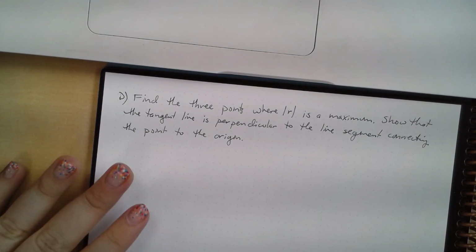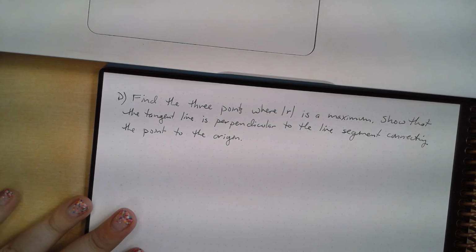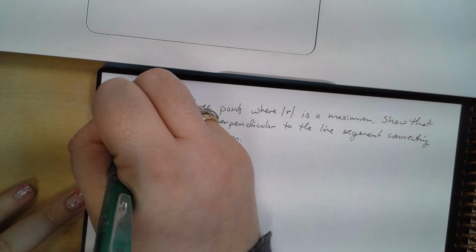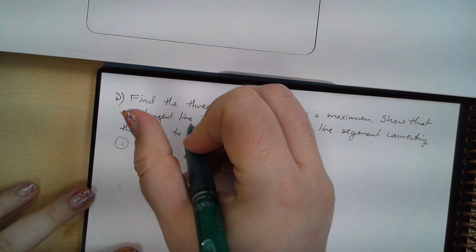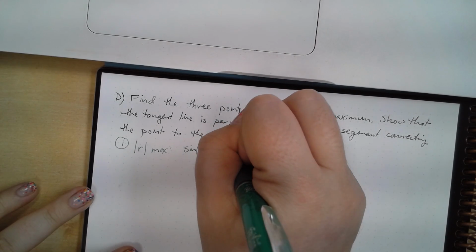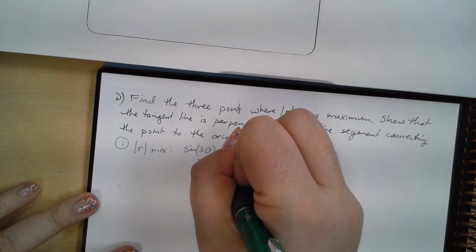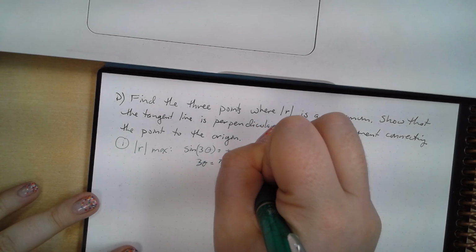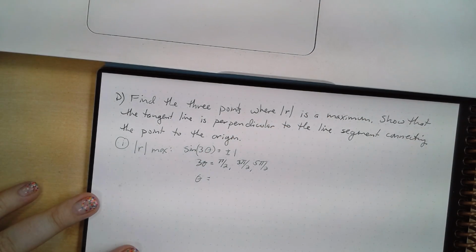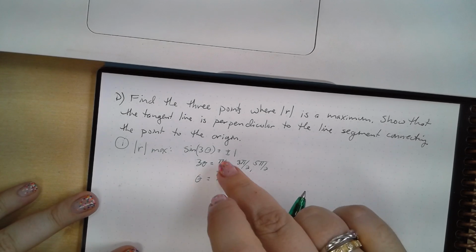We want to find the 3 points where r is a maximum and show that the tangent line is perpendicular to the line segment connecting the point to the origin. Okay, well, r maximum, so our first step is that r maximum is when sine of 3 theta is equal to plus or minus 1. So in this case, 3 theta would be equal to pi over 2, 3 pi over 2, and 5 pi over 2. So theta, once I divide it by 3, is going to be equal to pi over 6. Pi over 2. 3 pi over 6 is pi over 2.